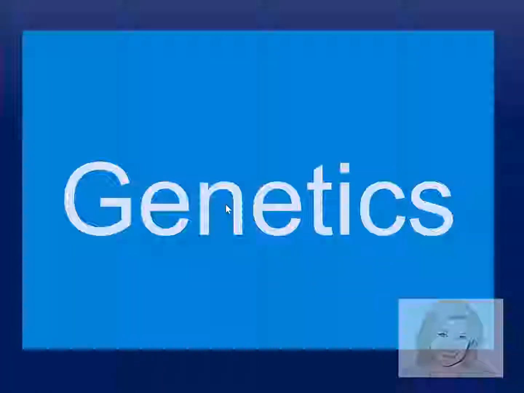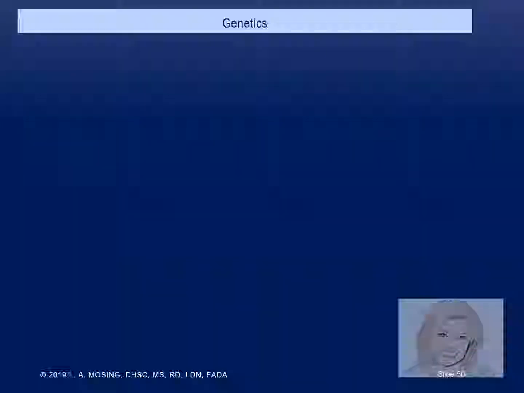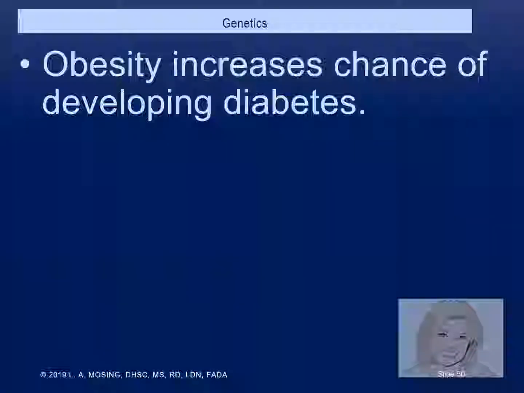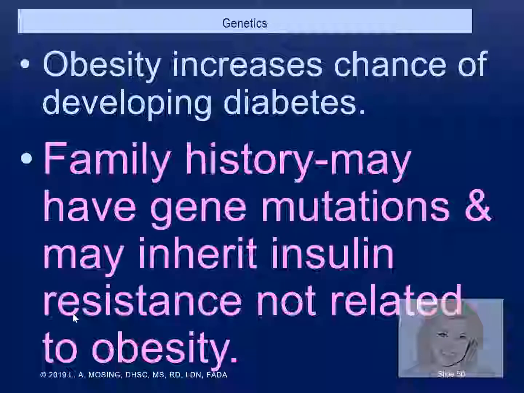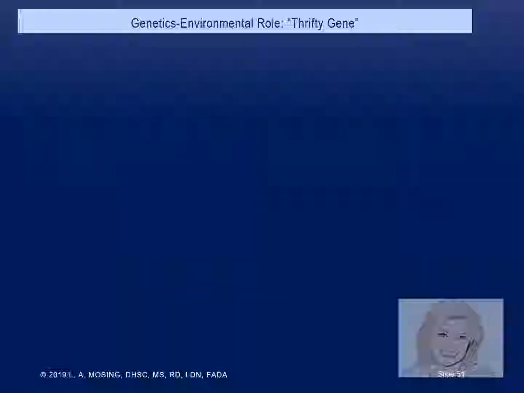Genetics. Did that affect our weight? Sure. We can't change mom and dad, but we do know that there is a genetic predisposition for many diseases. Diabetes is one of them. If you have a genetic predisposition in your family genes, if you're overweight or obese, it's going to increase the likelihood of developing diabetes, of course, type 2. So if you have a family history, you may have gene mutations and you may inherit insulin resistance not related to obesity. In other words, it's not extra weight. Sometimes the genetics is just so strong.